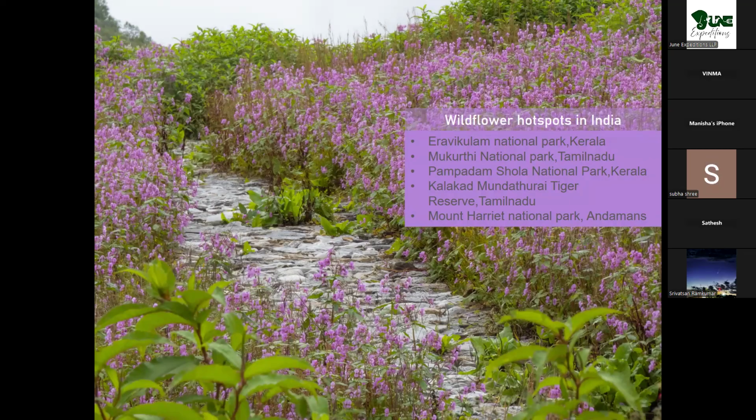And Mukurti National Park is a rolling grassland. Like I said, there are no sholas in the grasslands. So this is one important place, and you get to see lots of rare wildflowers. And this place, you need permission to visit. It's not a tourist place where you can just go and see these flowers. I'm just mentioning it in case someone has access to visit these places.